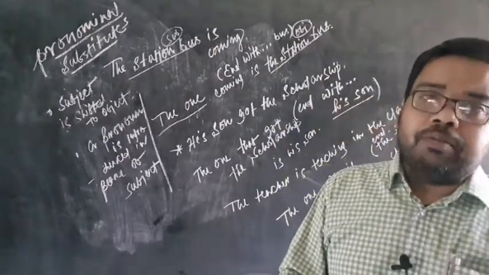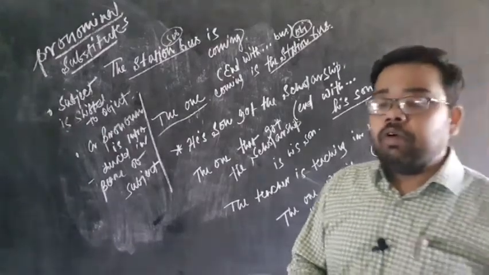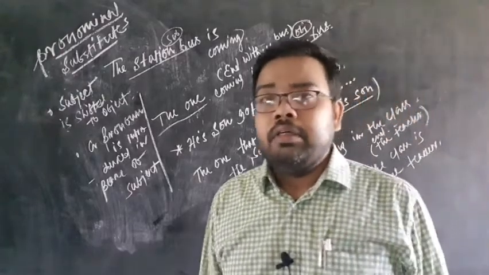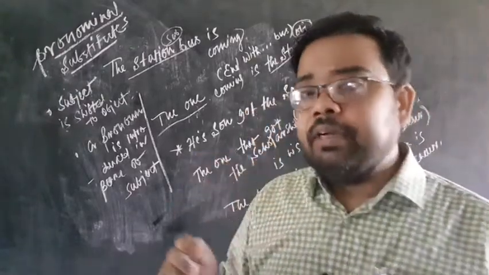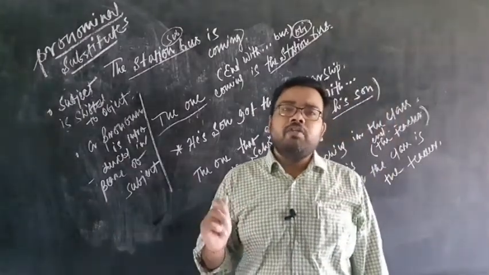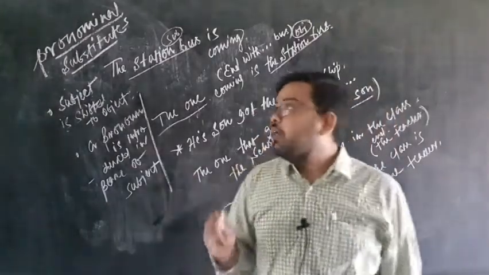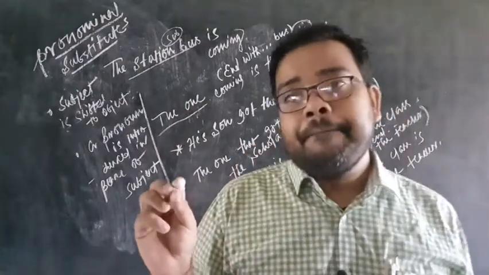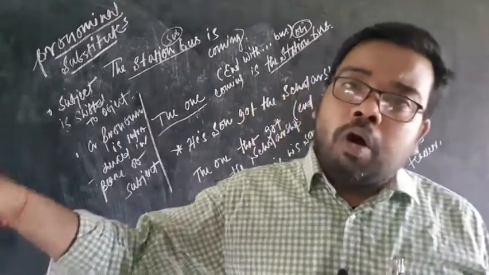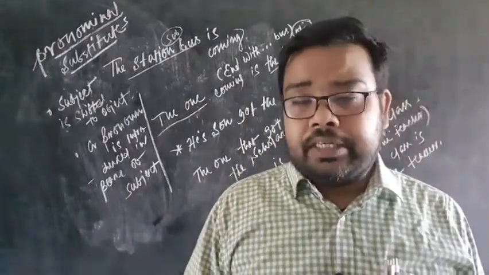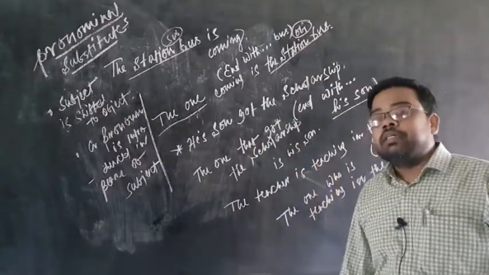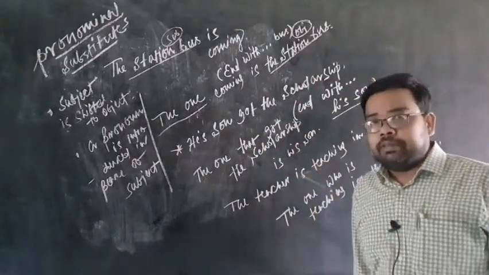Just like the one who suffered was Antonio, the one who was tortured was Antonio. In this way we can construct the sentences. Much more importance is given to the subject if we use pronominal substitutes. We can go for many more examples. One statement is given here: I accept your offer. That means your offer is accepted by me. Here also the object got changed into subject.